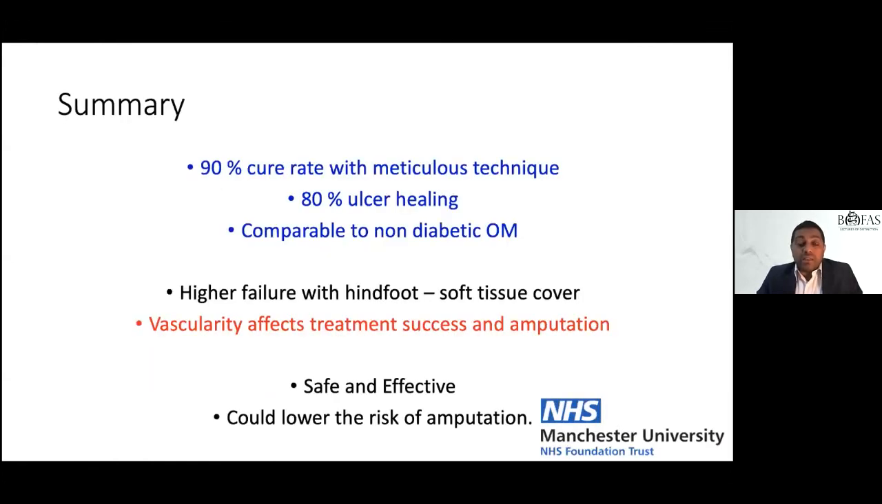The key thing is that if you are meticulous and if you know what you're doing, you can achieve excellent cure rates and excellent ulcer healing. And sometimes in the right patient, with the right surgeon and the right team, the treatment and the results can be comparable to non-diabetic osteomyelitis. However, there are problems. Soft tissue cover is an issue and vascularity affects your treatment. So I'll take you right back to my first slide with VIPS and the vascular assessment of these patients.